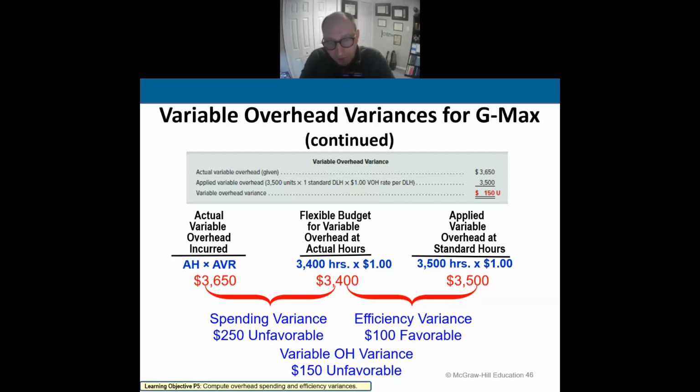The efficiency variance, on the other hand, was favorable. The actual was 3,400. The standard was 3,500, so that's $100 favorable. But the total overhead variance was unfavorable by 150. 250 unfavorable minus 100 favorable is still 150 unfavorable.